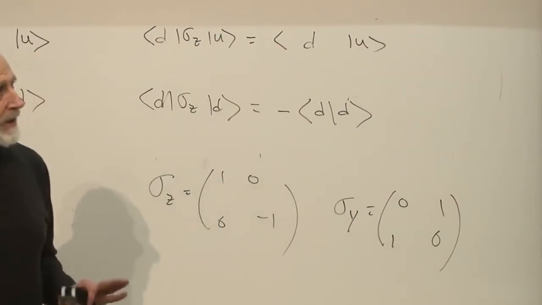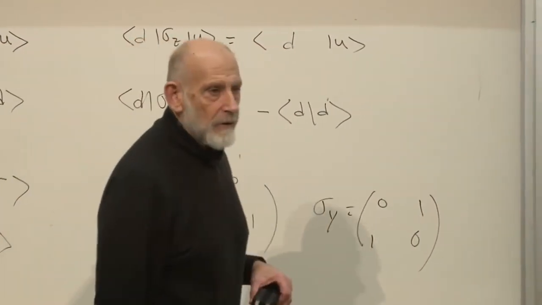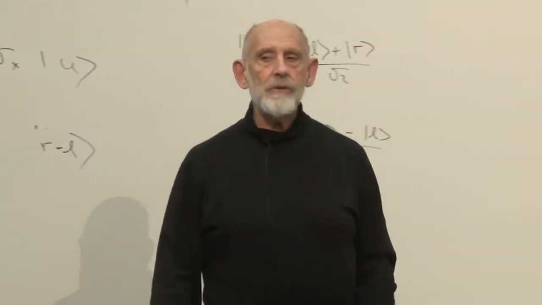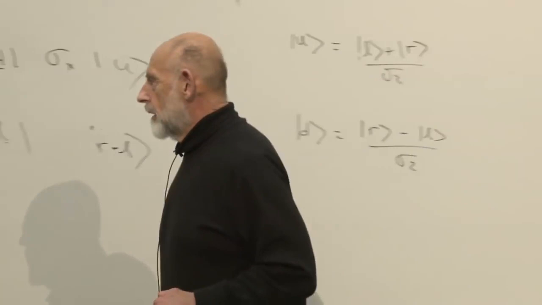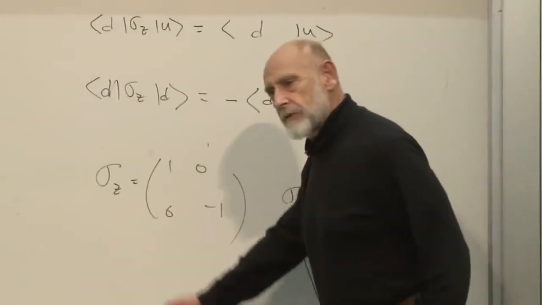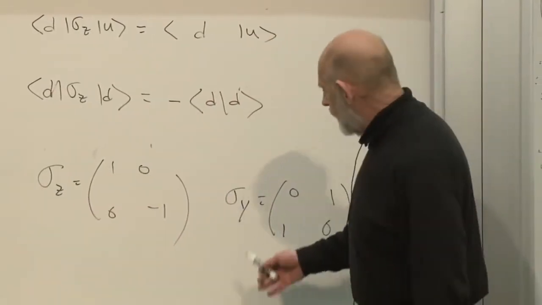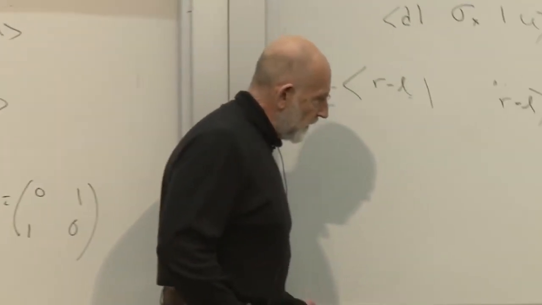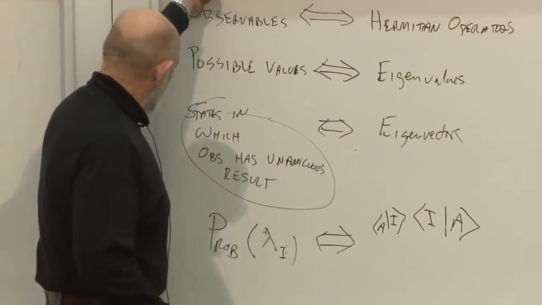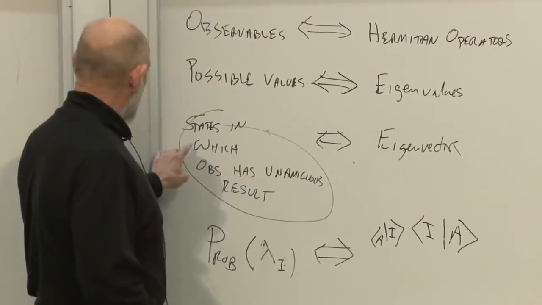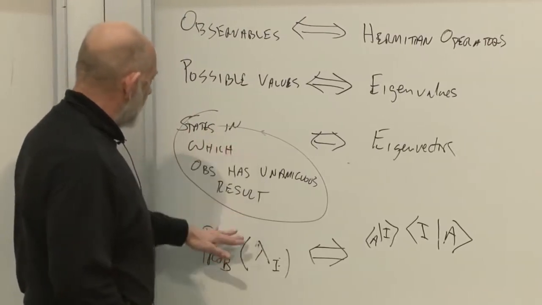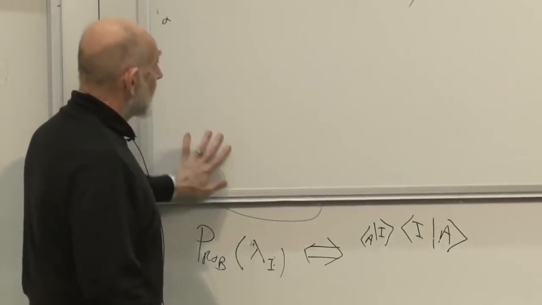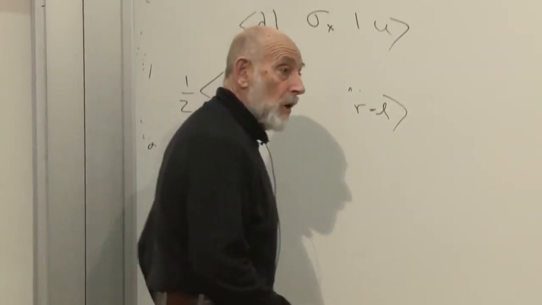Let's just stop for a minute and say, what is it that we have? We have a pair of matrices whose eigenvectors are, this fellow's eigenvectors here are up and down. This fellow's eigenvectors are right and left. They're exactly what we were talking about on the previous blackboard. The states in which the observables have unambiguous results are the eigenvectors. That's where we are. Now, the last one is sigma y.